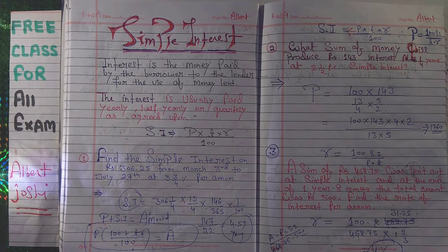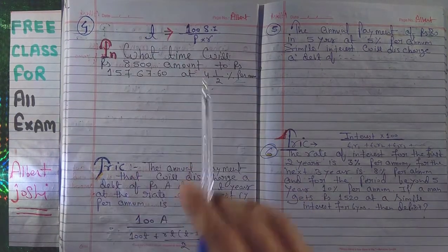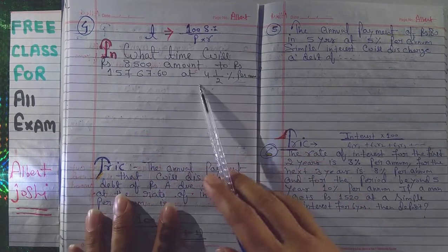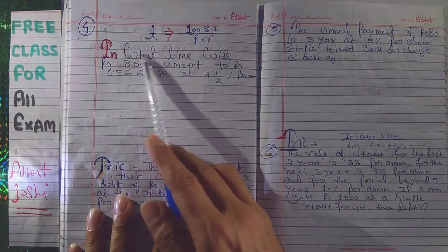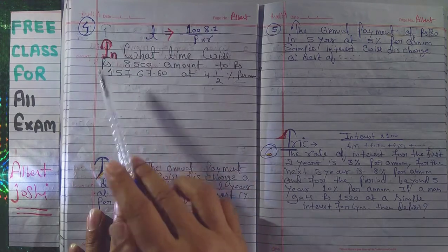Okay, I think that you understand. Now, next question: suppose you have to calculate the T. The question they have given you has everything, and you have to calculate the T.